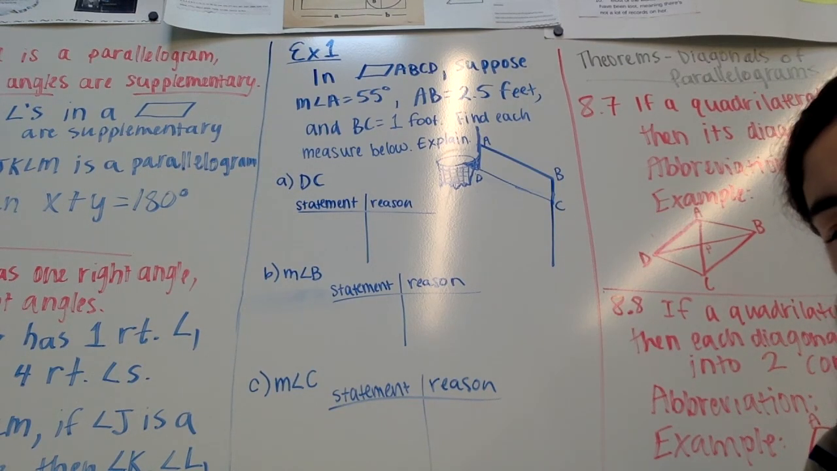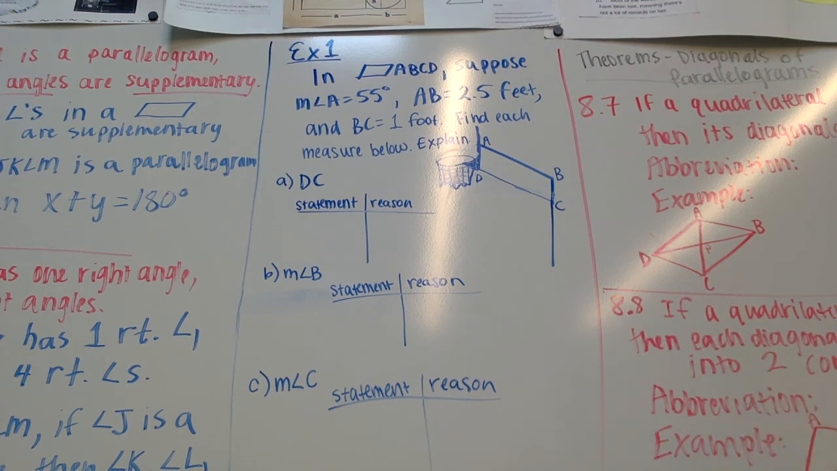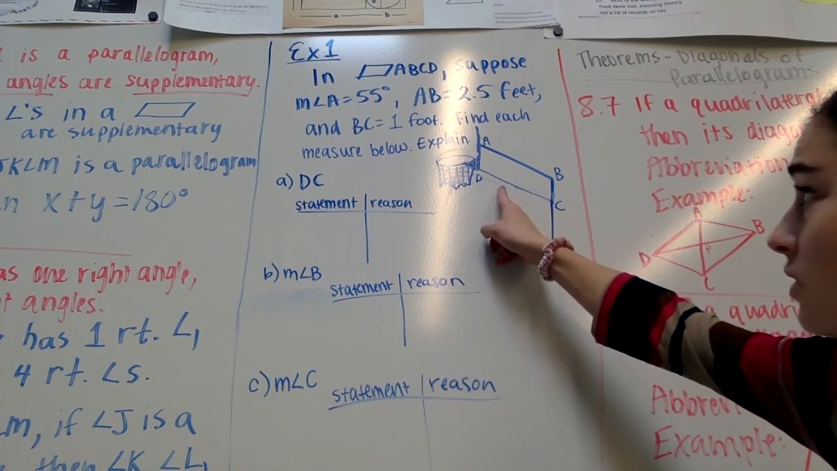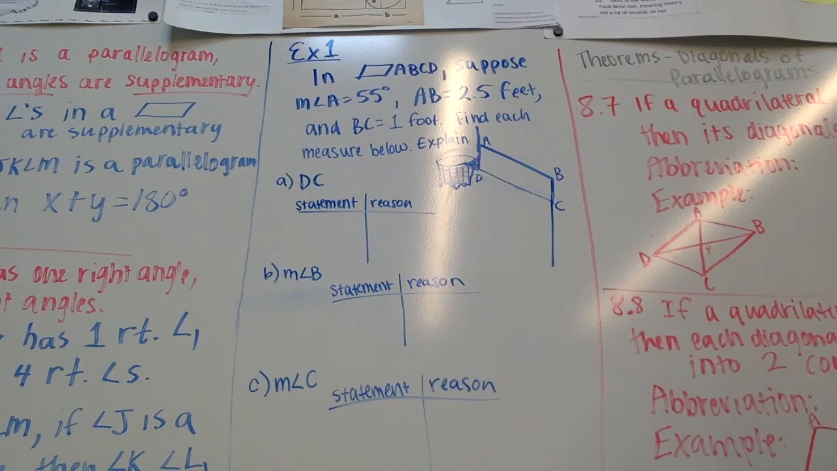Okay, we're going to do this example together. So example 1, so we're just looking at this middle section here, okay? In parallelogram ABCD, so they're making it a real-life example because it's a parallelogram holding up the basketball hoop. In parallelogram ABCD, suppose that measure of angle A is 55 degrees, measure of AB is 2.5 feet, and BC is 1 foot. Find each measure below and explain. So you have to show your reasoning here. This is where we're going to use those abbreviations. Okay, so the first thing we need to find is DC.